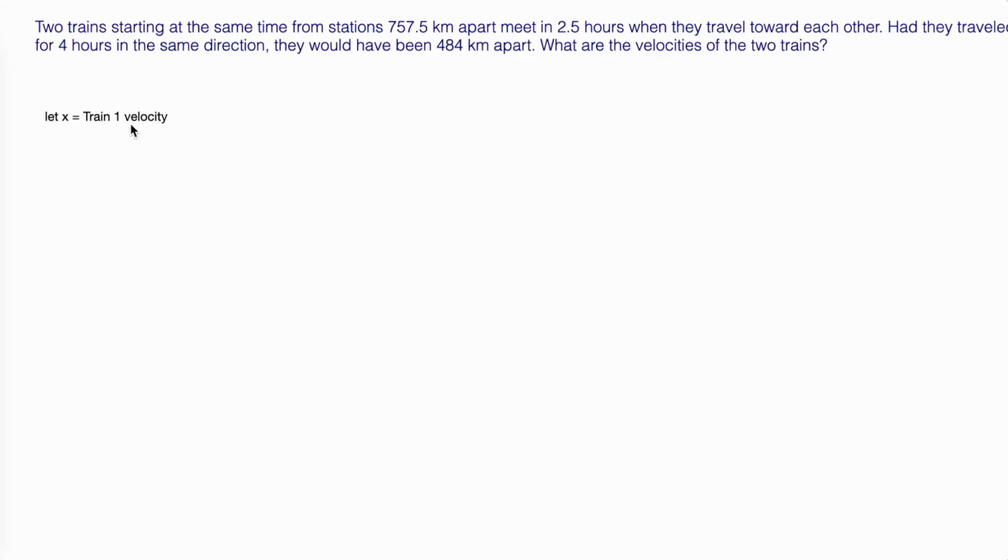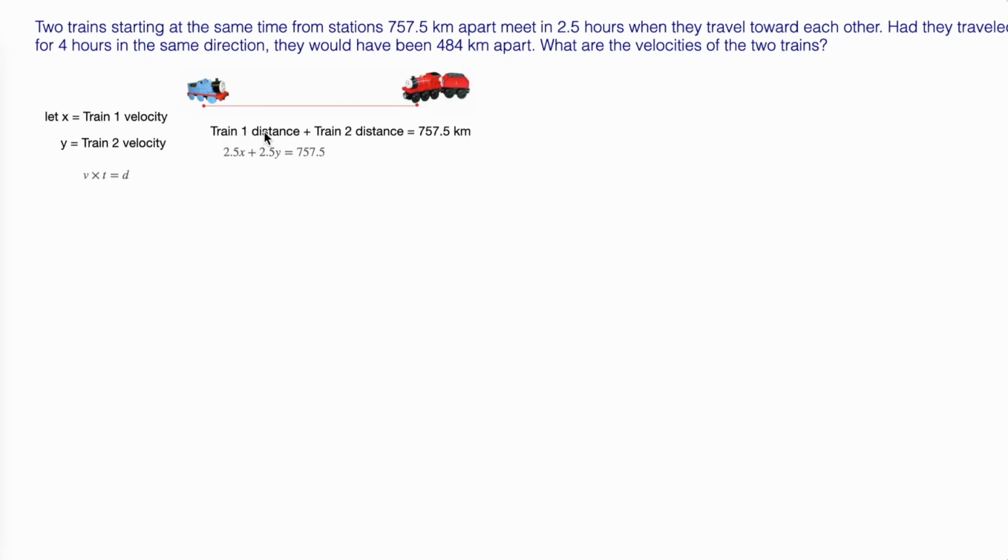Let x be the velocity of train number 1 and let y be the velocity of train number 2. Velocity times time is the distance that they travel. The first situation: this is my train 1, this is my train 2. The two trains are starting at the same time from stations 757.5 kilometers apart. The distance that train 1 travels added to the distance that train 2 travels is this full distance, 757.5 kilometers. The distance that train 1 travels in 2.5 hours is its velocity times time, which is 2.5 times x. And the distance that train 2 travels is 2.5 times y, and they add up to 757.5 kilometers.